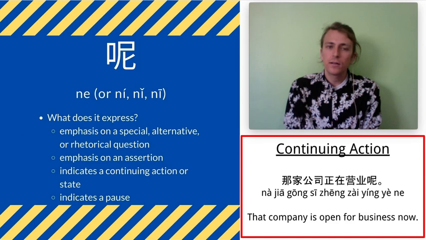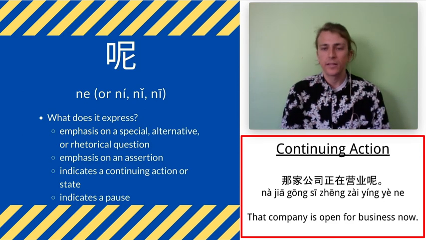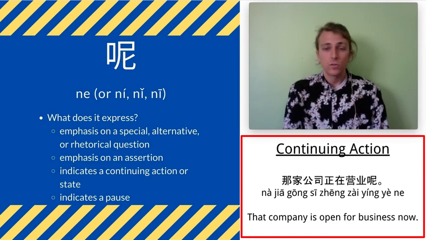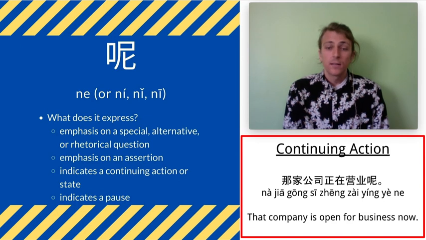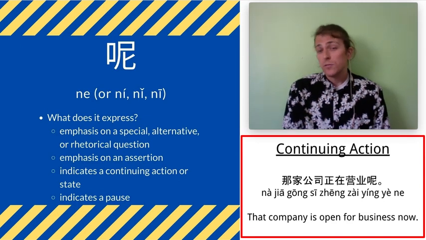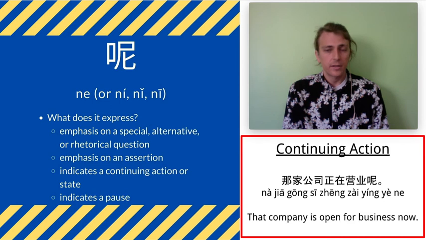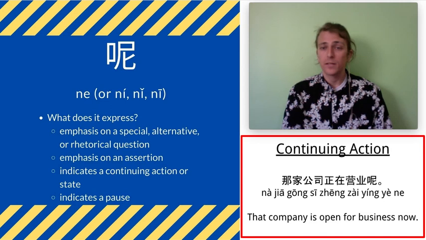You can also use ne, again in more of a grammatical sense, to indicate a continuing action. So 那家公司正在营业呢. If this was a question, it would be a follow-up question, but because there's a period, we know that it's not a question. So that company is open for business now, or they are doing business now. This is more like the present continuous tense in English.